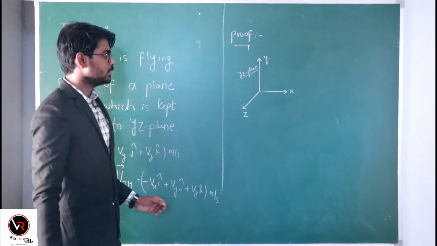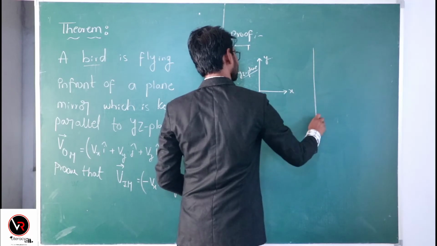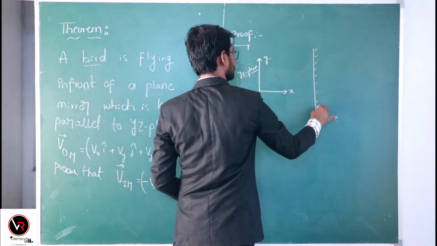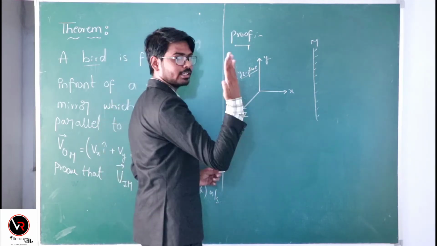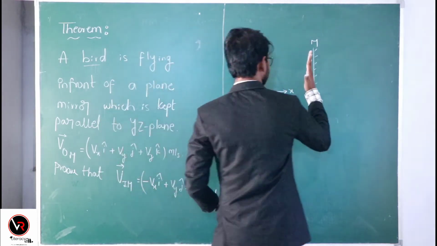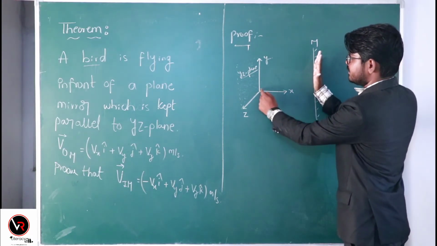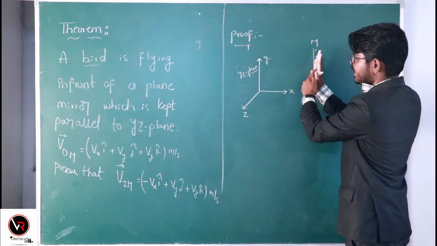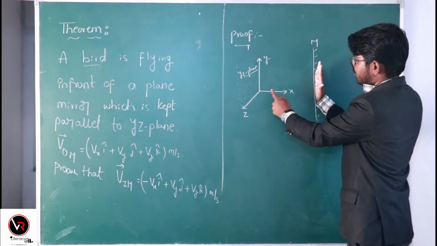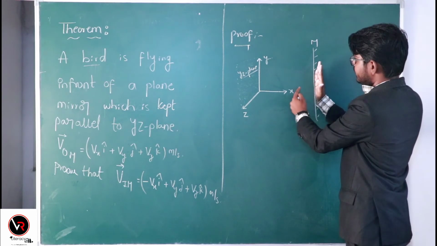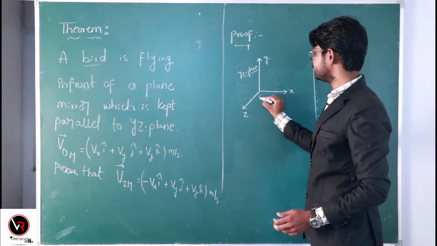So a plane mirror M, consider this is the plane mirror. This plane mirror M is kept parallel to the YZ plane. This Y axis is parallel to the plane mirror, and this Z axis is parallel to the plane mirror. But the X axis is perpendicular to the plane mirror. So this is the origin.